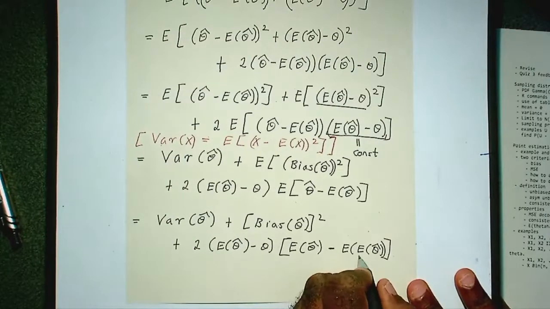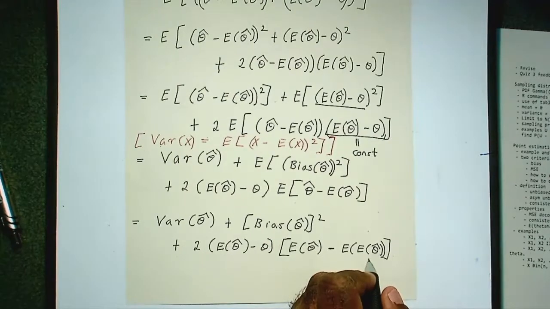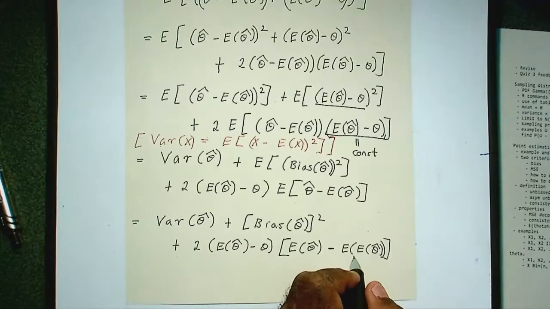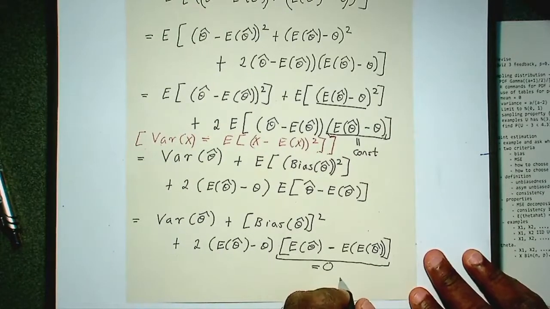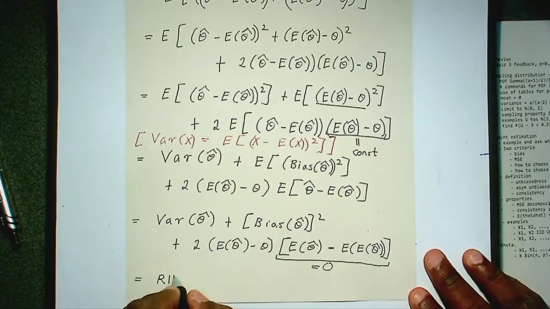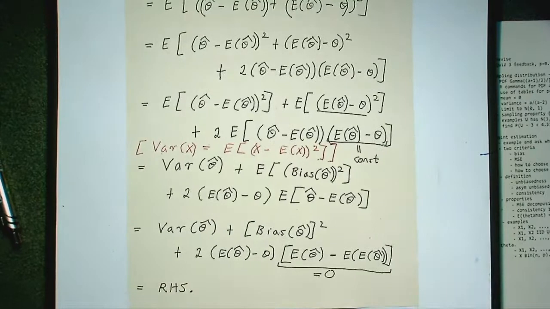Now the expectation of theta hat is a fixed number, so the second expectation is simply the expectation of a constant, which is itself. So this guy here is equal to 0. Okay? Do you follow me? So we have proved that this is equal to the right hand side. That's what we wanted to prove. Is that clear, guys, or not?